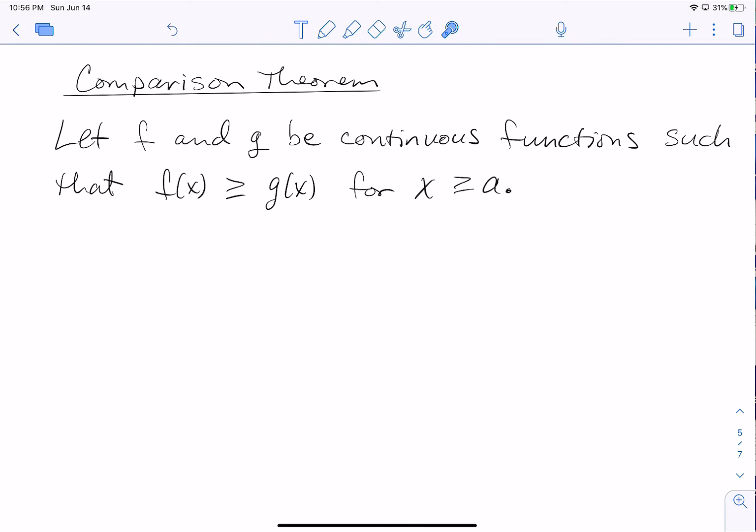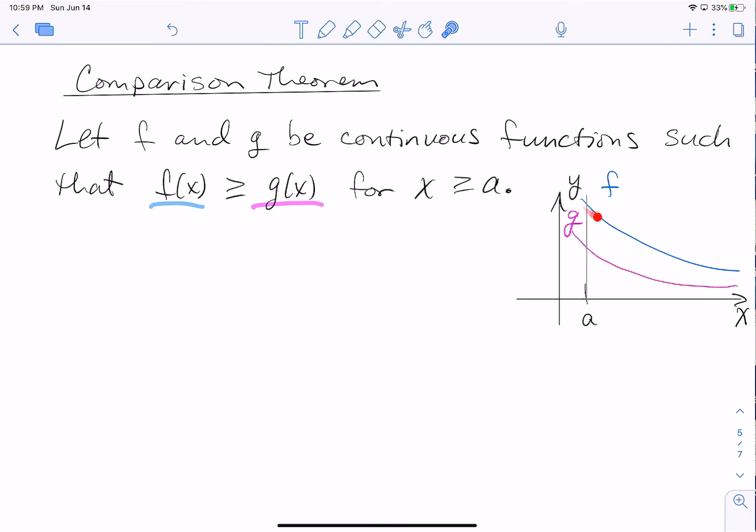We have a comparison theorem that allows us to draw a conclusion about one function based on what we know about another, and it goes like this. Let f and g be continuous functions such that f of x is greater than or equal to g of x for x greater than or equal to a. Before I draw the conclusion, I'm going to draw a diagram. Here we have f, which is larger than g as long as x is bigger than a.